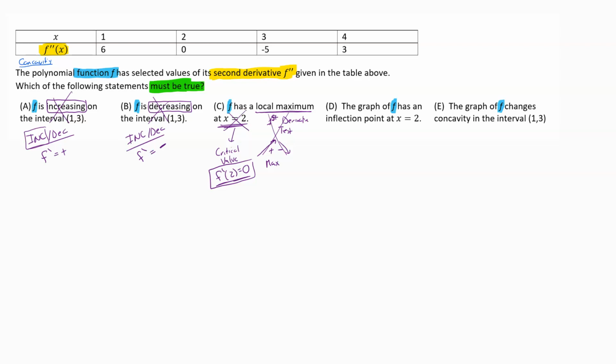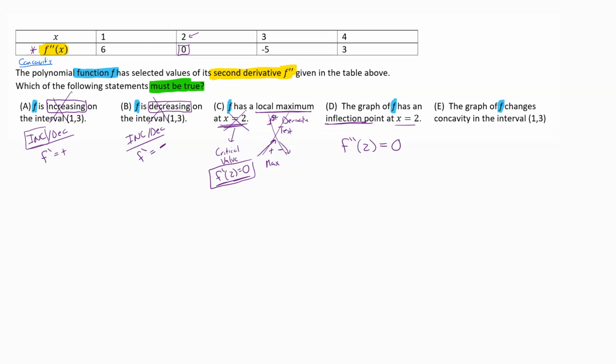Then D says the graph of f has an inflection point at x equals 2. Okay, so an inflection point at x equals 2. What does the inflection point mean? The inflection point means the second derivative has to equal 0 or not exist at that point. And so I come in and I look and I say, okay, well, I have my second derivative data and it is telling me that it's equaling 0 at 2.